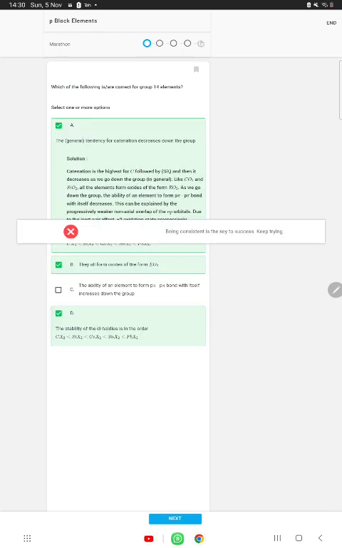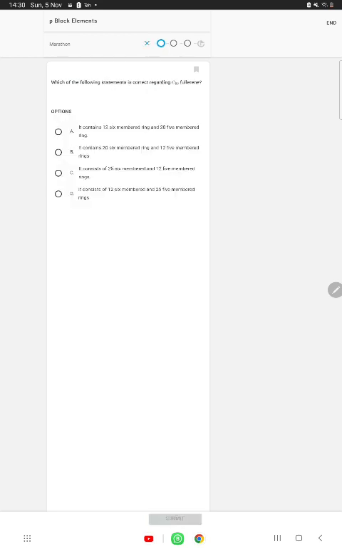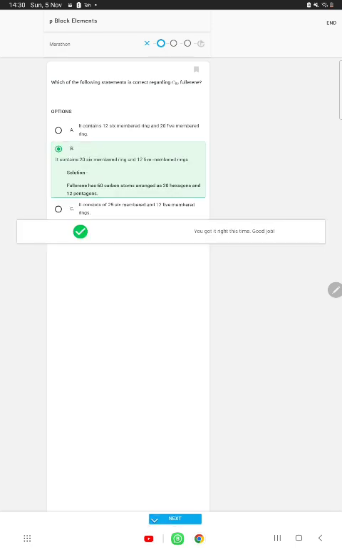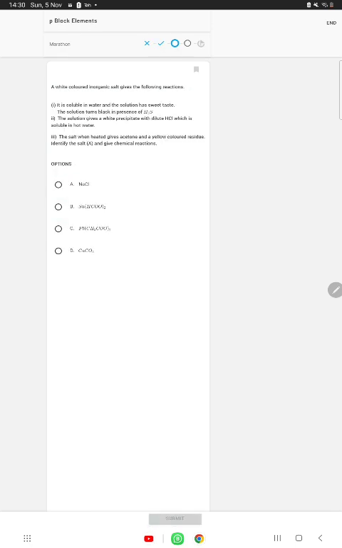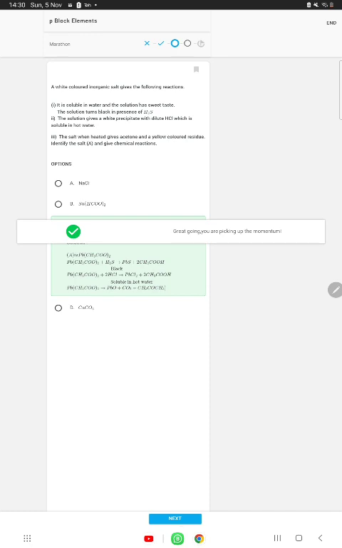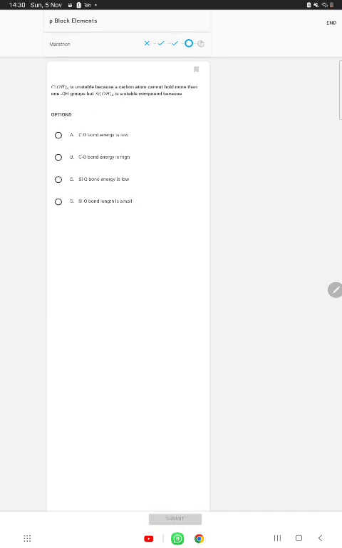अरे यार. Which of the following correct means 6? A white color organic solids following reaction. It is soluble in water and solution has sweet taste. The solution turn black in presence of lead acetate. COH4 is unstable because of the CO bond energy is low.